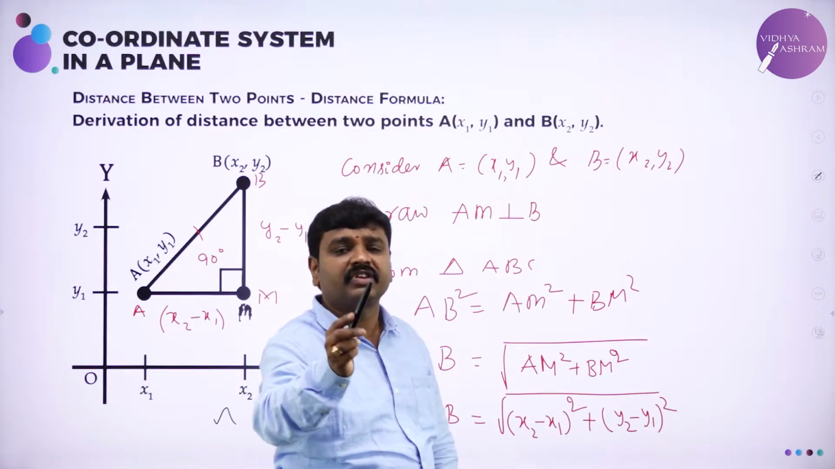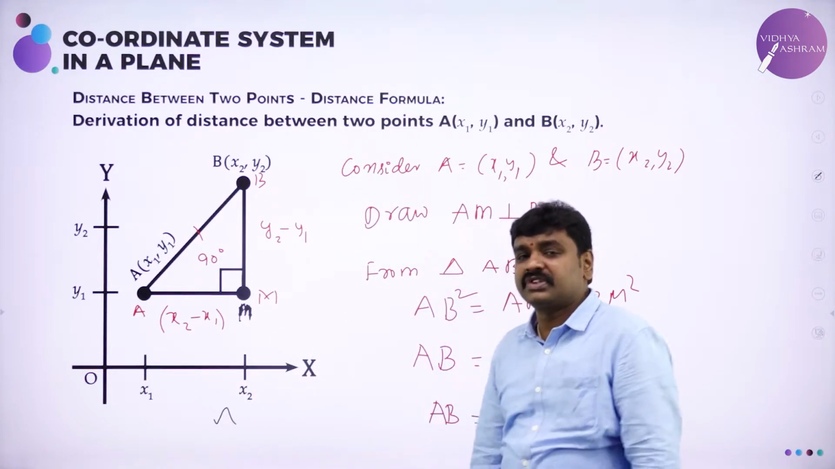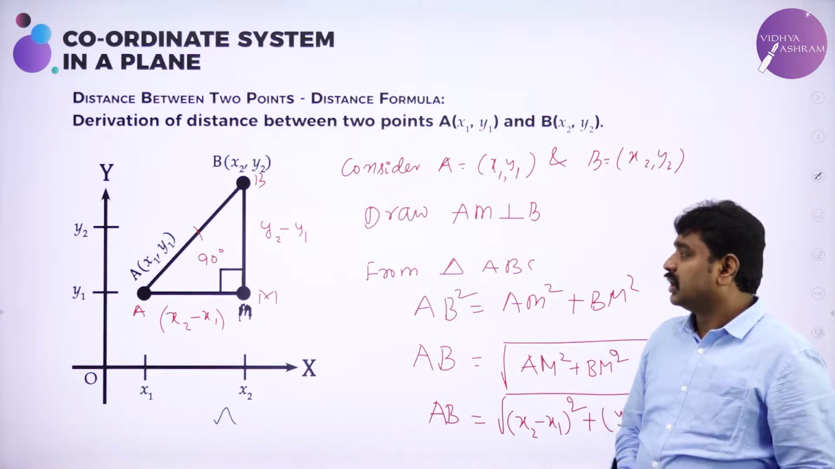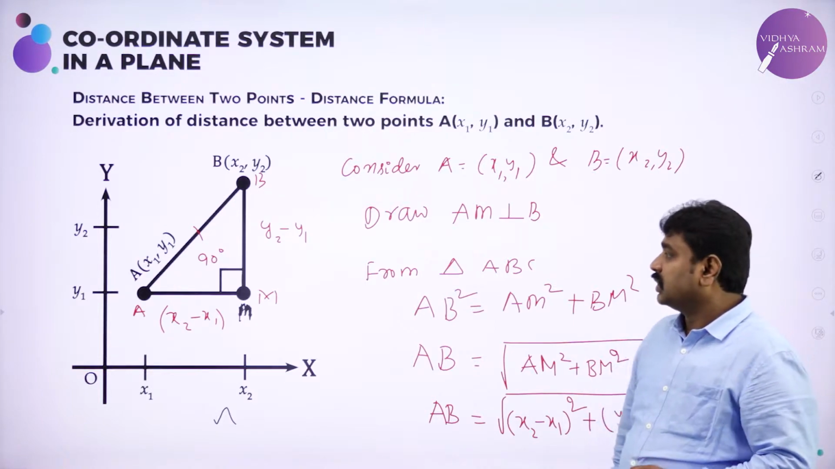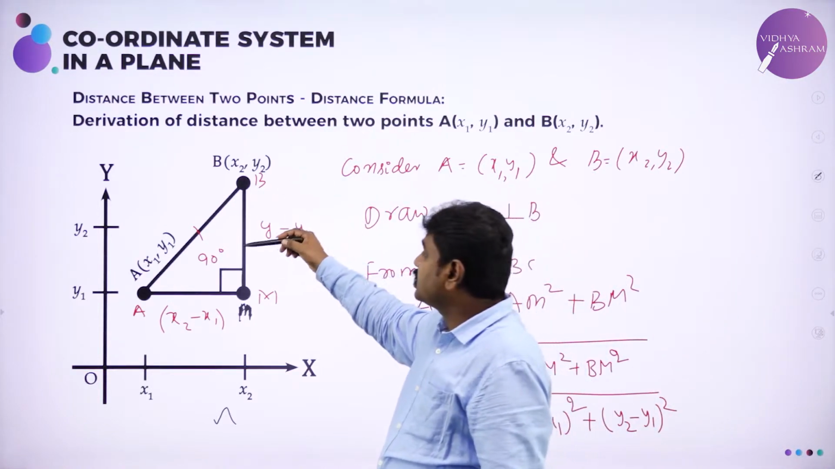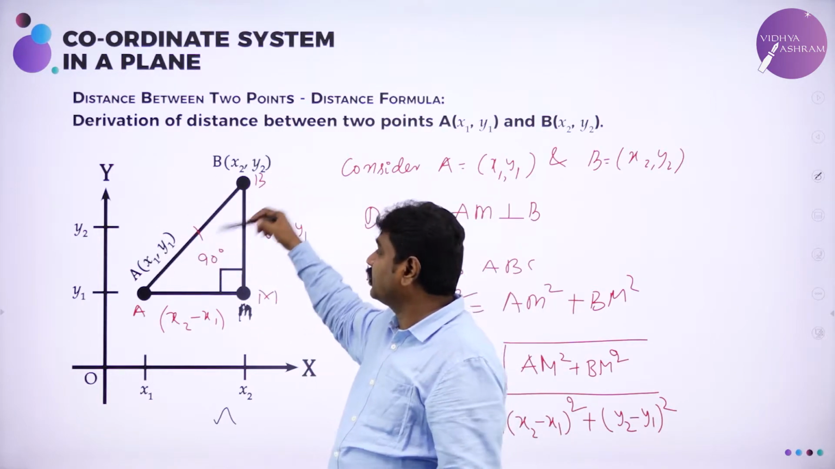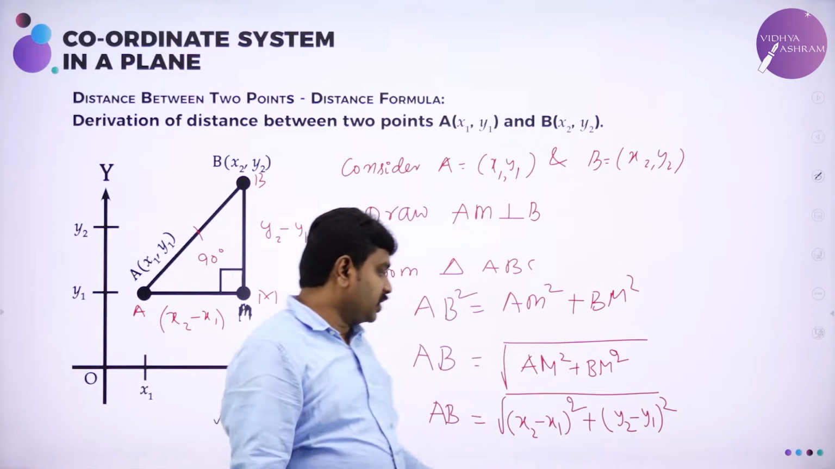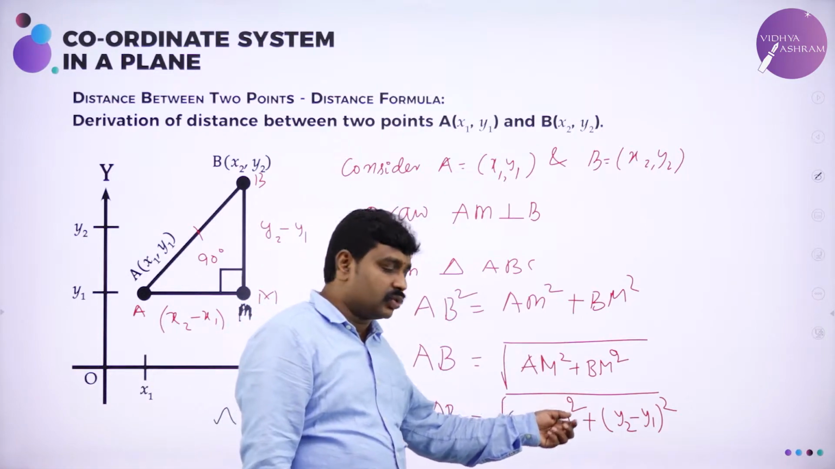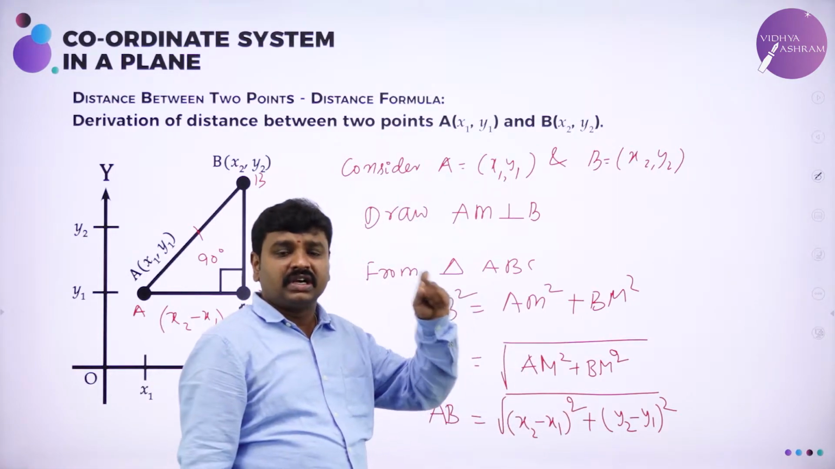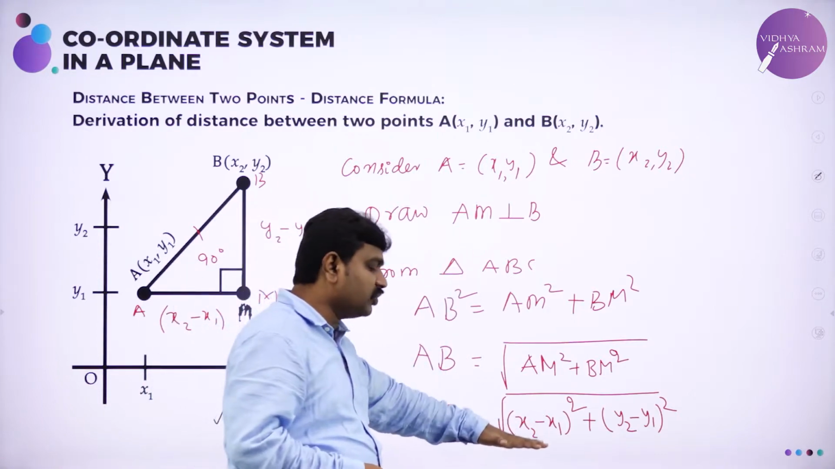Simply, it is the difference of x coordinates the whole square plus the difference of y coordinates the whole square. Logically simple. If I want to find the distance between 2 points, subtract the x coordinates, x2 minus x1, then square it, plus subtract the y coordinates and add them. x2 minus x1 the whole square plus y2 minus y1 the whole square, under root, is called the distance between 2 points.